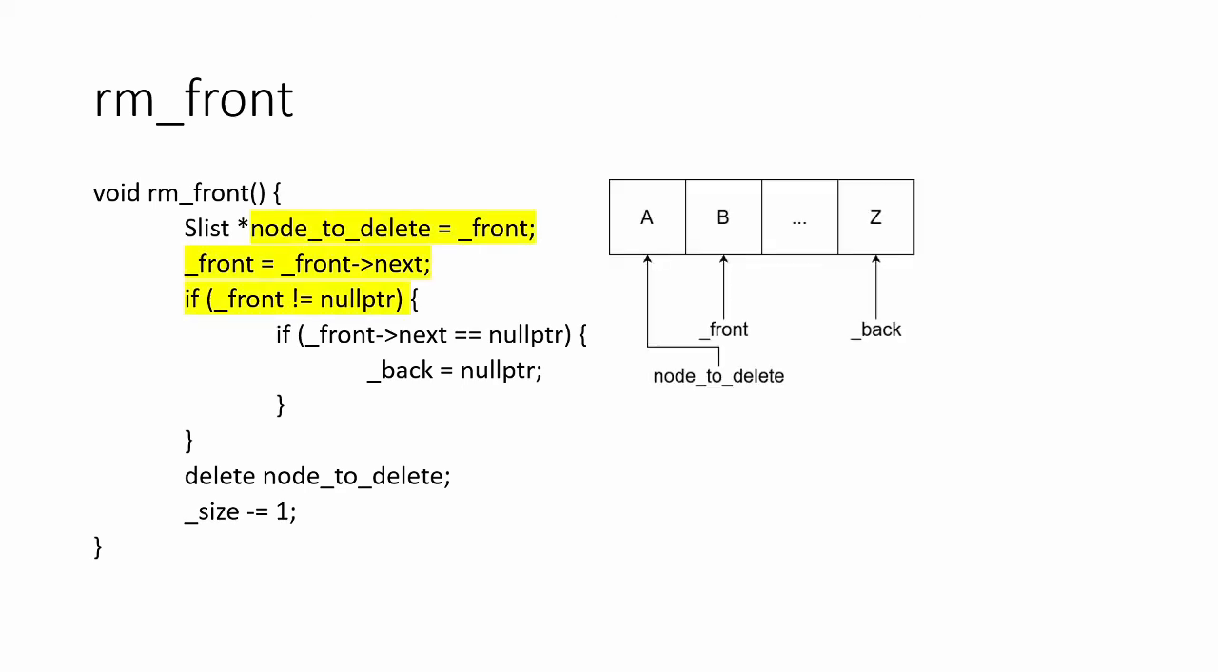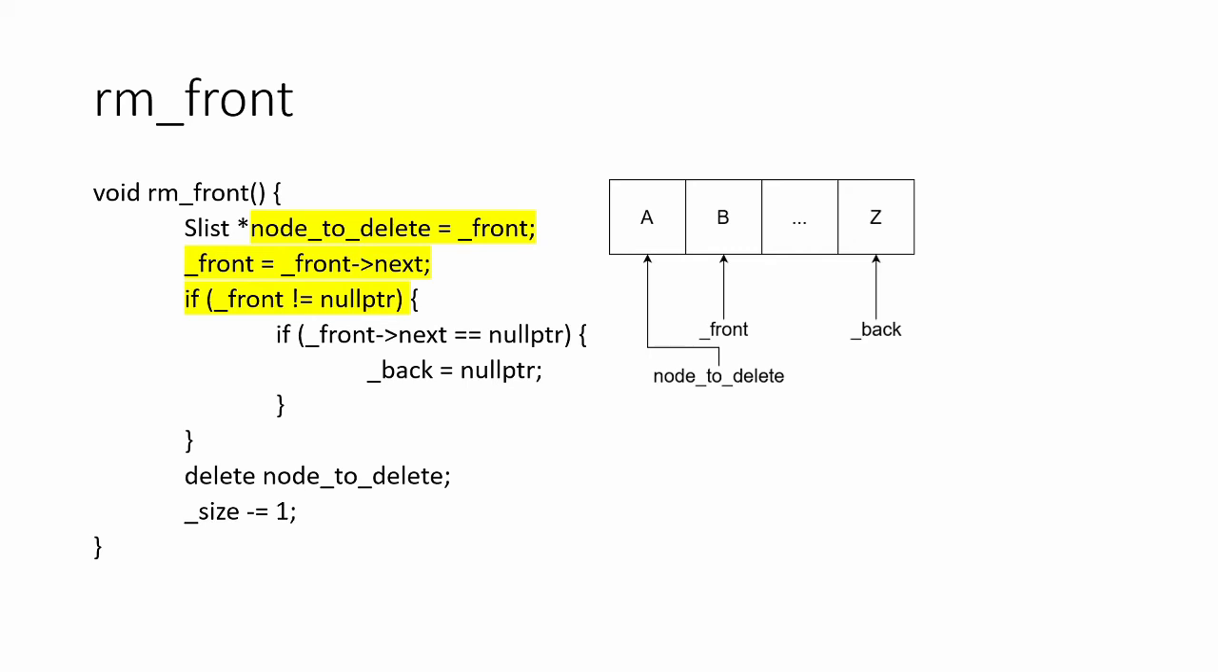So for a linked list, I should say, here we have our node to delete, and we have it pointed to the front because we're going to remove the front. So then front is going to be our new front, which is front.next. When I have front equals front next, this is what's going on. I have it go from front pointing to A to now pointing to B.